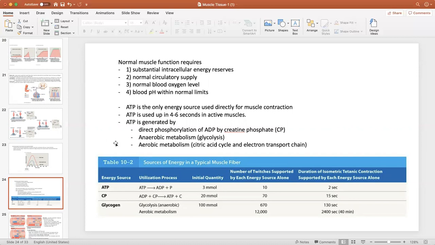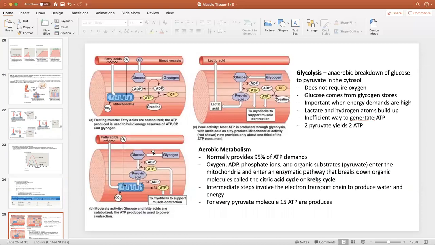So we need to generate that, and we generate it 3 different ways: direct phosphorylation by creatine phosphate. We have anaerobic, so anaerobic is no oxygen, and this is called glycolysis. And then we have aerobic, which is oxygen. This is done by the Krebs citric acid cycle and electron transport chain to create ATP. So let's look at those.